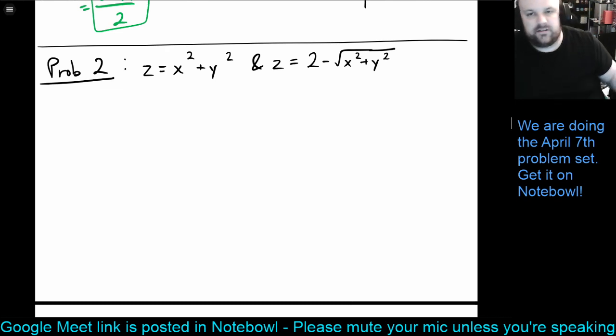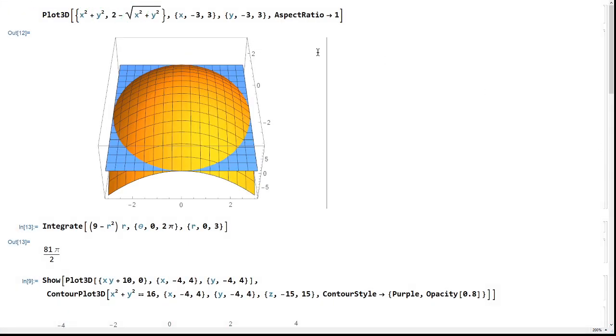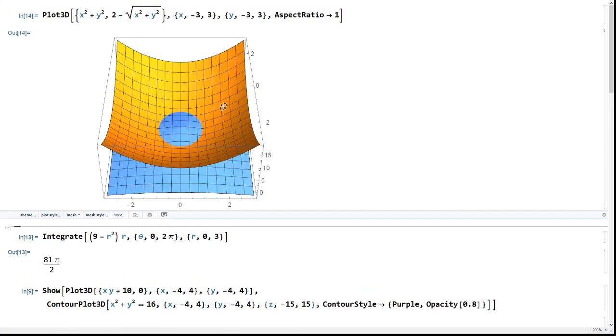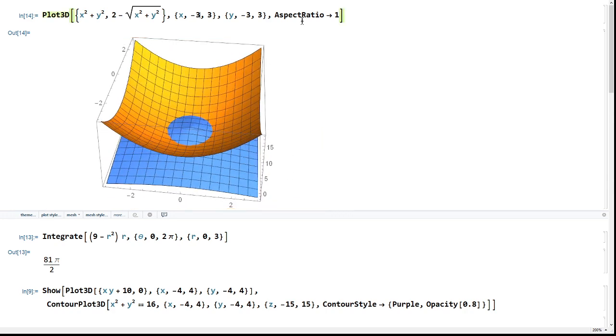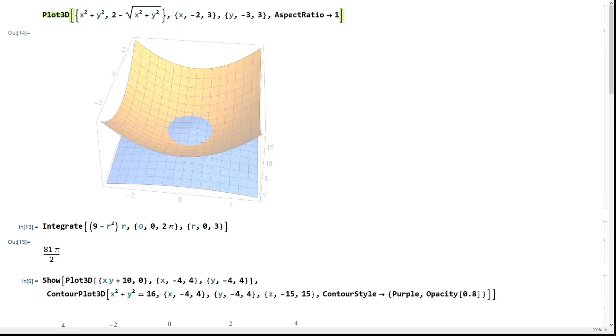Okay. So I'm going to hop back over to Mathematica here so we can graph this. 2 minus square root x squared plus y squared. All right, so let's go ahead and switch back over. If we plot that, we're going to get a shape that looks something like this. Actually, that disk is quite a bit smaller, so let's zoom in on that a bit.